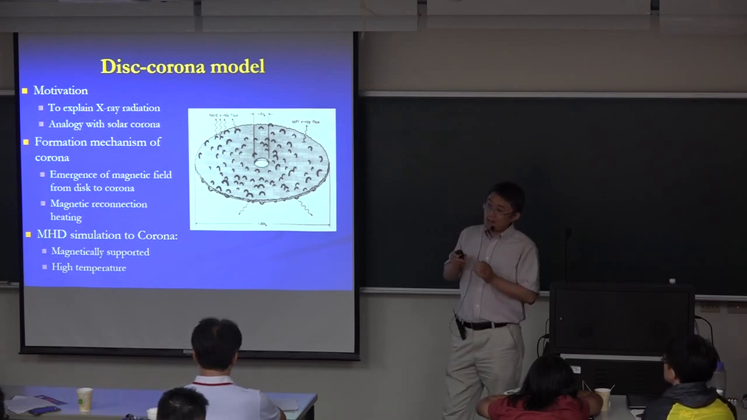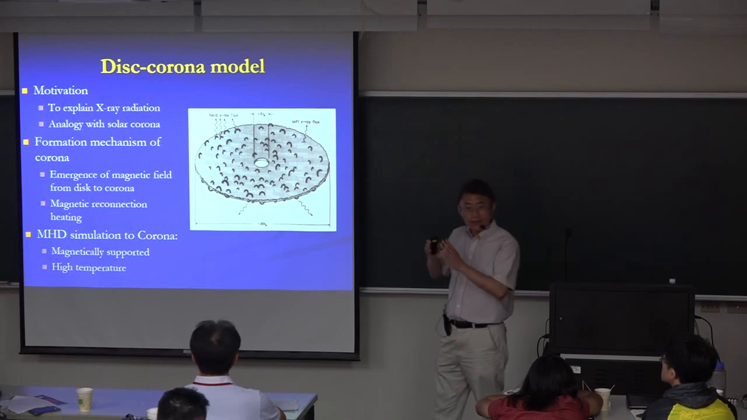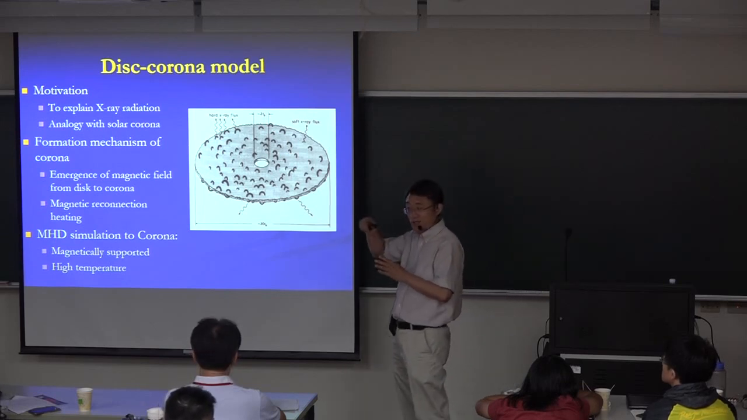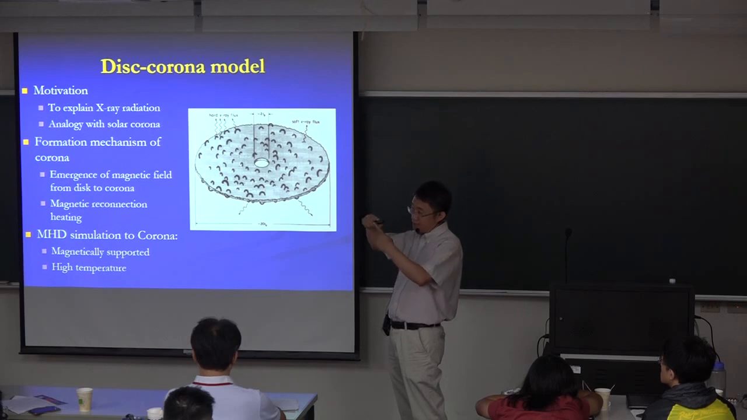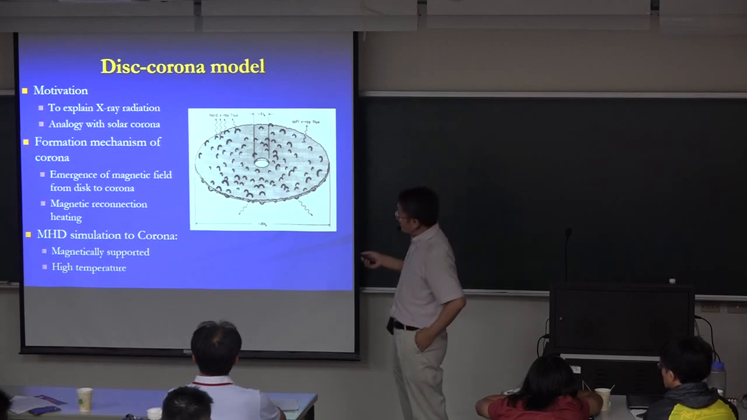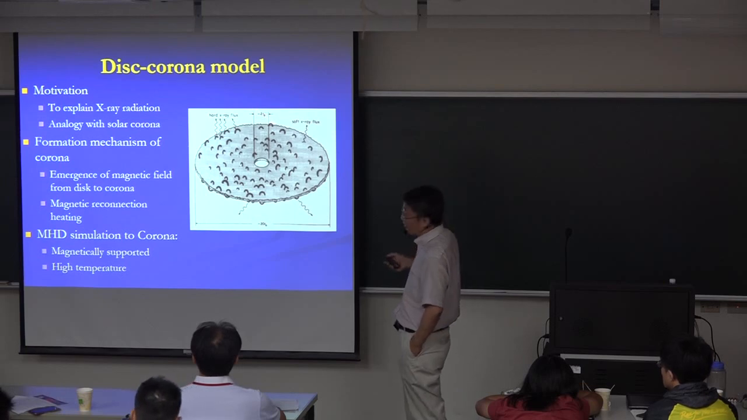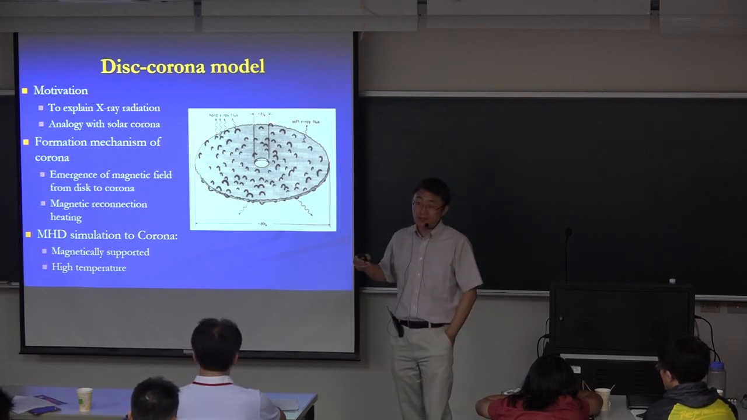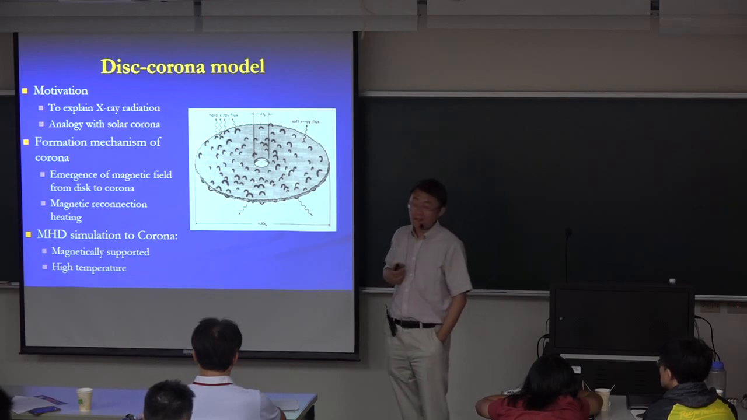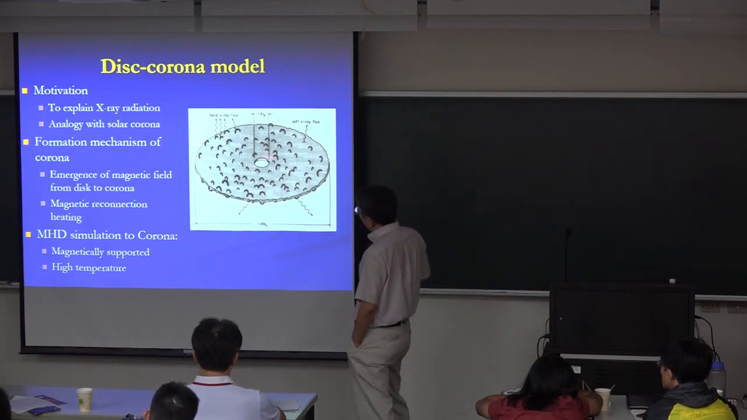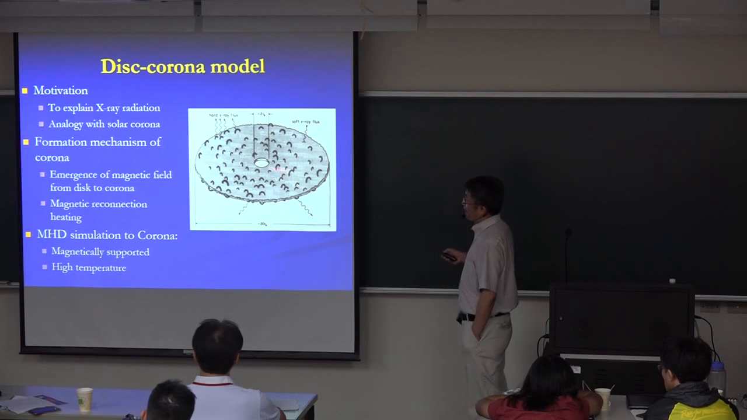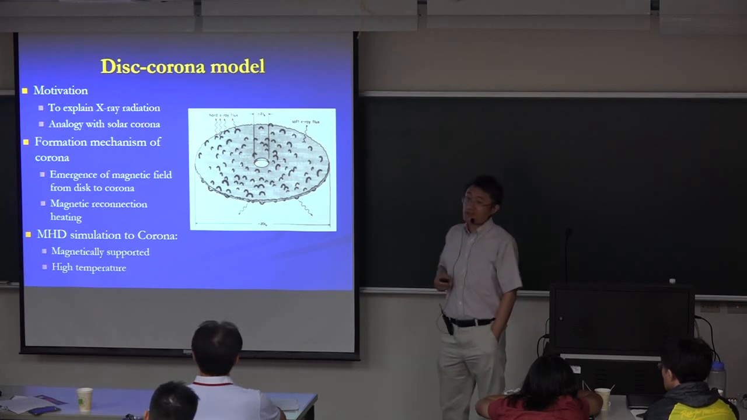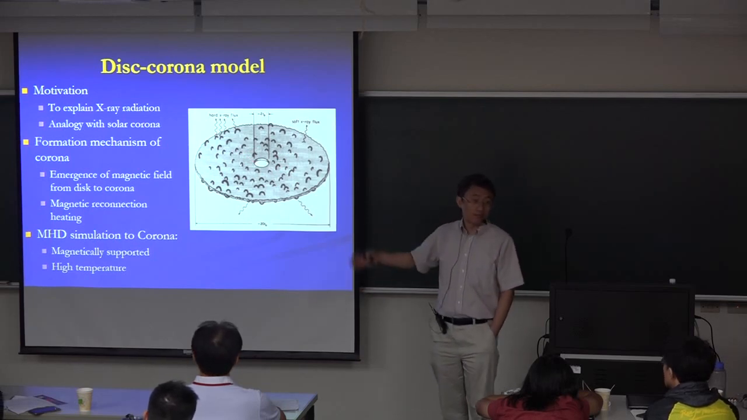Magnetic reconnection means magnetic field lines with different polarity, once they become close enough, will reconnect. So the magnetic energy will be converted into thermal energy. This is why the corona region above the disk will be heated by this magnetic reconnection process. The temperature of the corona, they argue, can be high enough to explain the hot X-ray radiation. This is the basic picture.